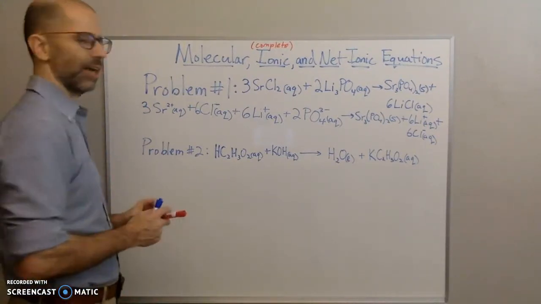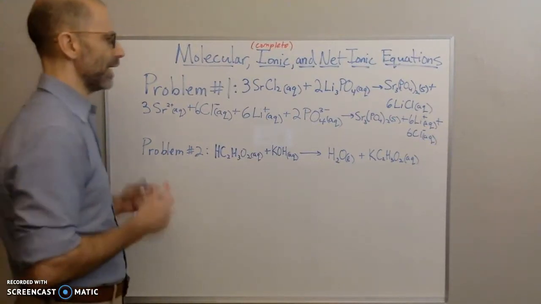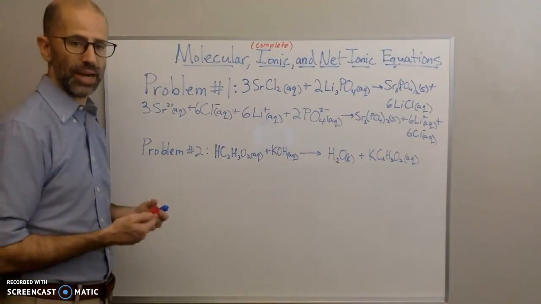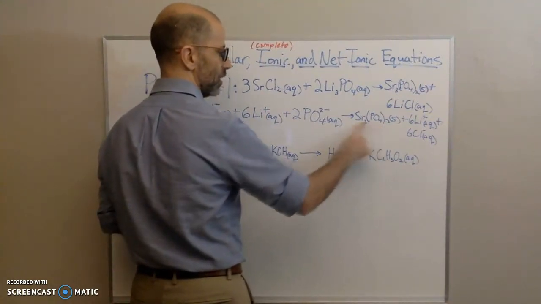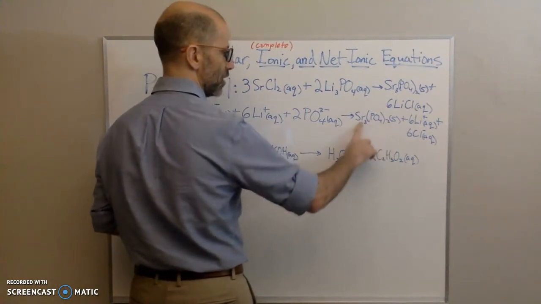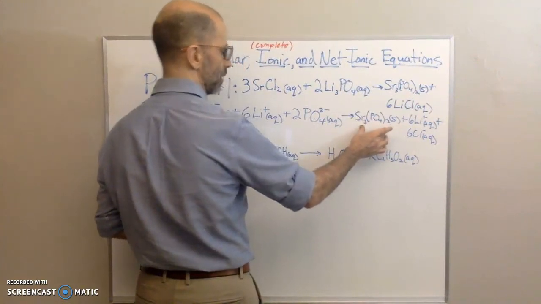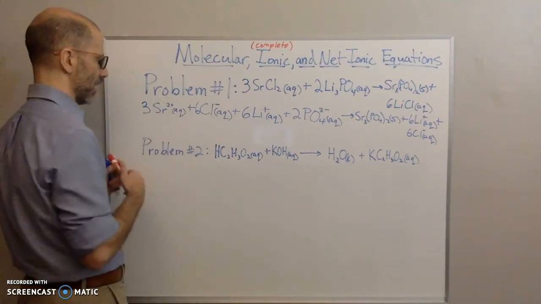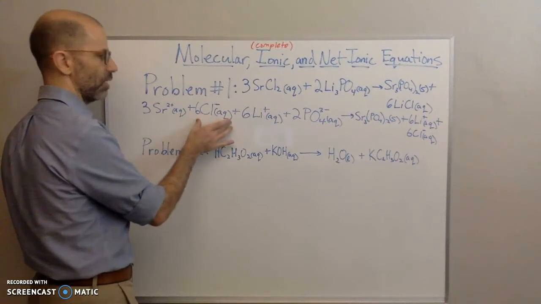And that's where you have to identify your spectator ions. The easy way to identify the ions that are not spectators is that they're the ones making up the solid, liquid, or gas. Here we have a solid, so the strontium and the phosphate, those are the players. They're not spectators. The rest of them are going to be spectators, and you can identify the spectators by the fact that they stay the same on both sides.